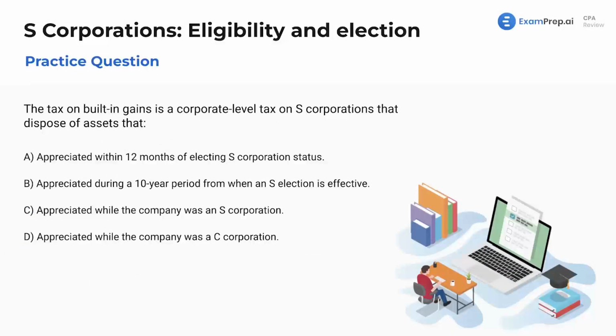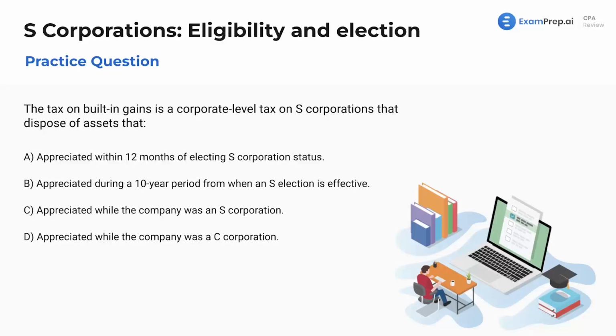Next up here, the tax on built-in gains is a corporate level tax on S corporations that dispose of assets that, well, first off, what's the whole purpose of this? We talked about this in the lesson, and the purpose of the built-in gains tax is to prevent C-Corps from creating significant unrealized gains and electing to become an S-Corp to avoid the double taxation here, right? Because that would kind of defeat the whole purpose.